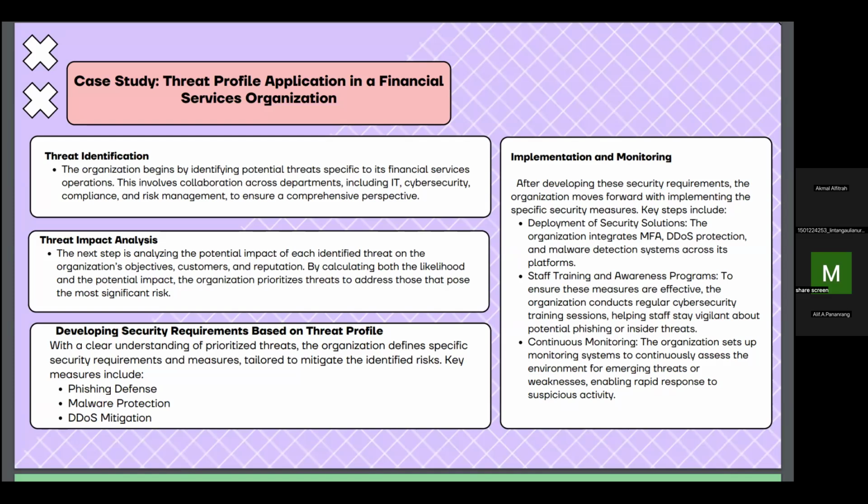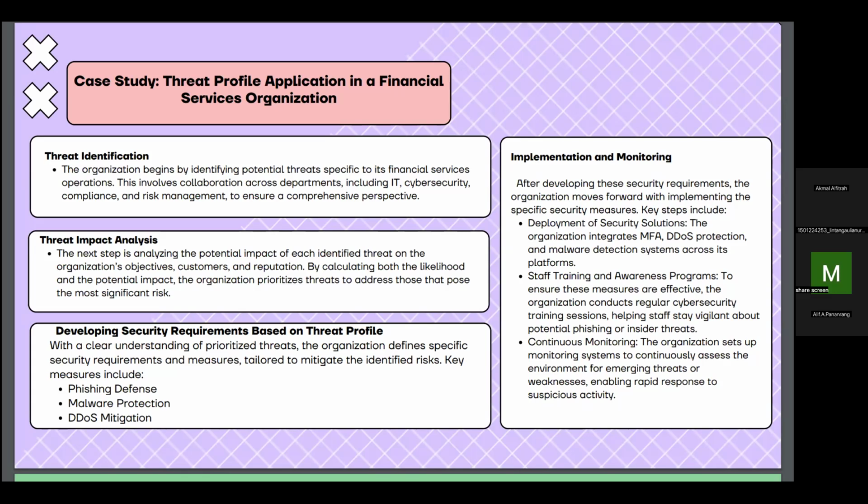Second is threat impact analysis. The next step is to analyze the potential impact of each identified threat on the organization's objectives, customers, and reputation. By calculating both likelihood and potential impact, the organization prioritizes threats to address those that pose the most significant risk. Next is developing security requirements based on the threat profile. With a clear understanding of prioritized threats, the organization defines specific security requirements and measures tailored to mitigate the identified risk.